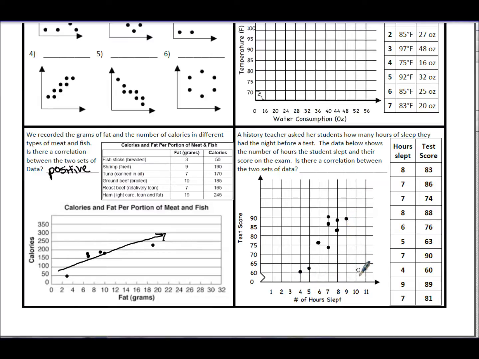A student with 7 hours of sleep got a 90. 4 hours of sleep got a 60. 9 hours of sleep got an 89. And 7 hours of sleep got an 81. So when we plot all of those, we see that they're generally going up. So this is a positive correlation.